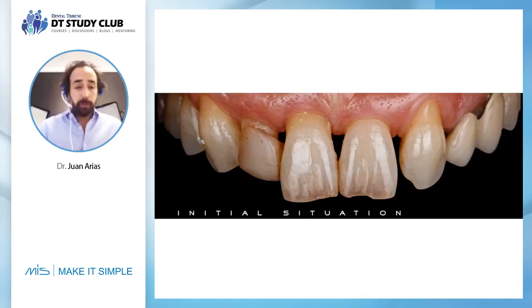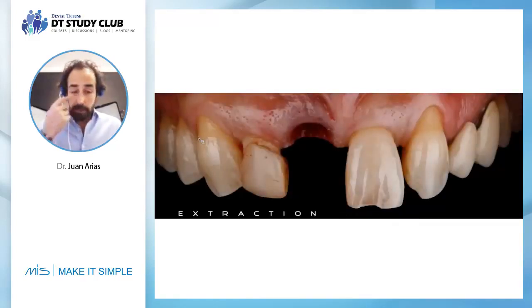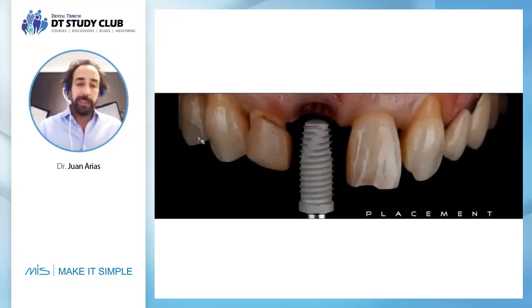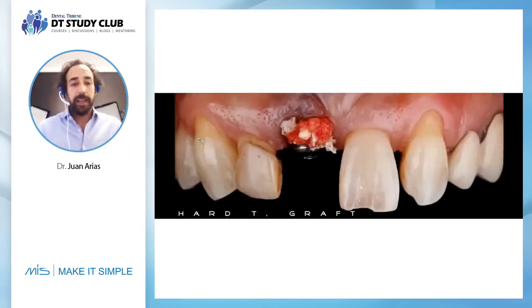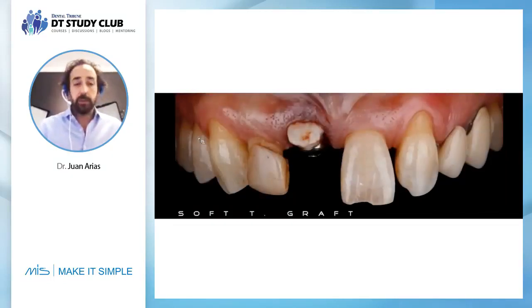So there was a problem there, so we did have to make the extraction, and we did the extraction, and we just placed the implant there as it's usual. We placed the implant, we placed the healing abutment, and we made the hard and the soft tissue regeneration. Hard tissue regeneration was made with bone substitute and autogenous bone, with PRP, with plasma rich in bone factor, and we filled up the gap with all those tissues.